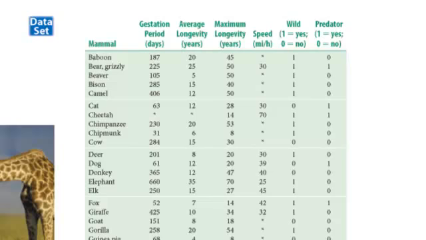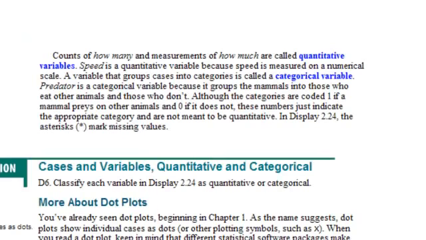So if you have a variable that is categorical and you want to make a graph or a plot of it, just like the previous page, you would definitely need to be using a bar chart. You would not want to do a dot plot or a stem and leaf plot, etc. for those categorical variables. Okay.